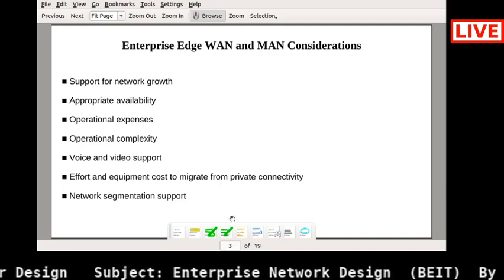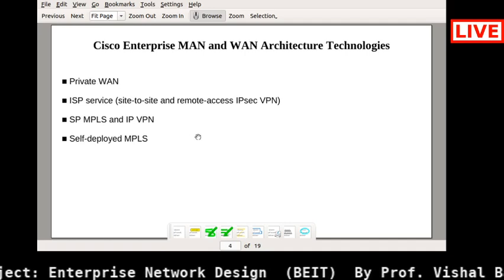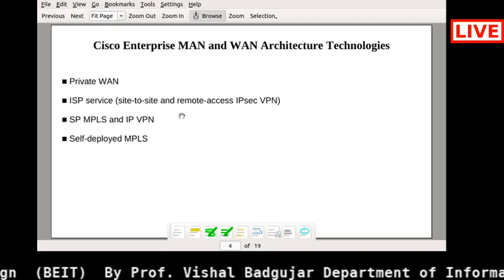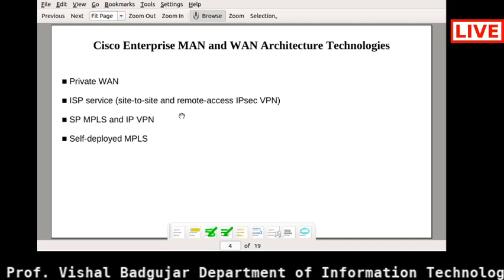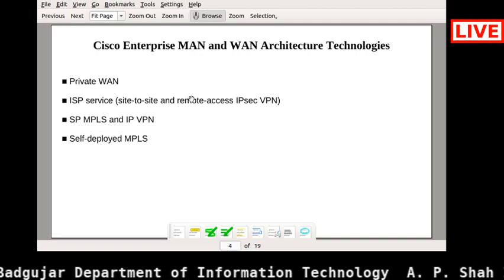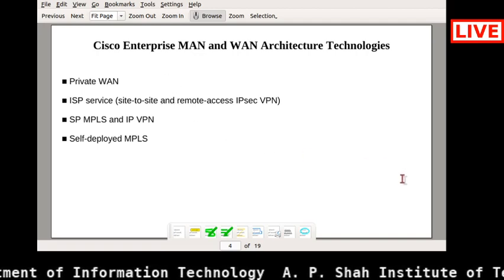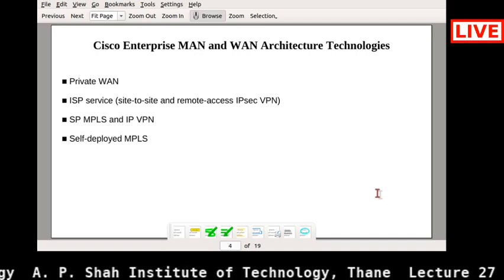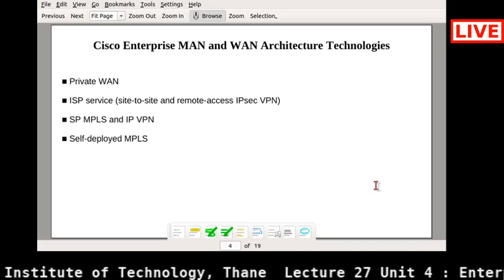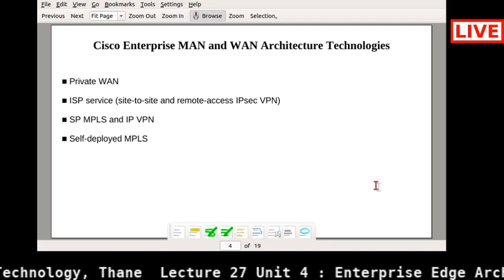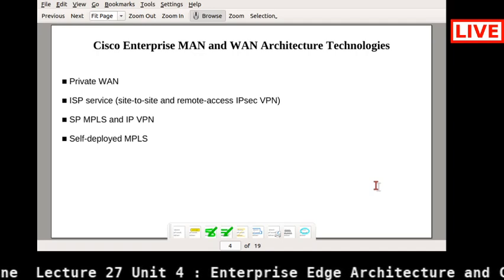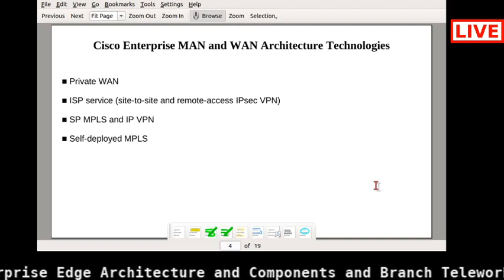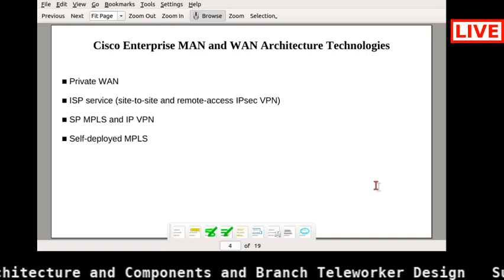Then we will see the different techniques, technologies or methodologies which can be used in this enterprise MAN and WAN architecture. The first one is the private WAN. Private connectivity gives you an advantage for your existing frame relay, ATM, or whatever WAN technologies we already studied. Since you have private connectivity, you can add an additional level of security over it.